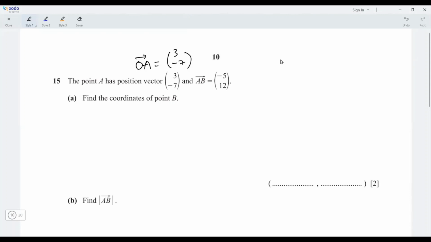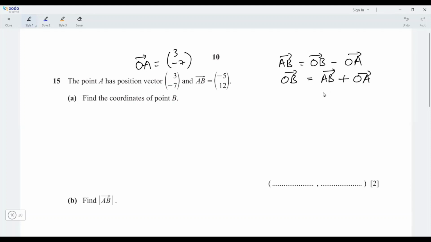So there is a formula for the AB vector. It must be the second point's position vector, OB, subtracted by the first point's position vector, that's OA. Actually, we need to find the coordinates of OB. So I have to write down OB here. It must equal AB, and then be added with OA.